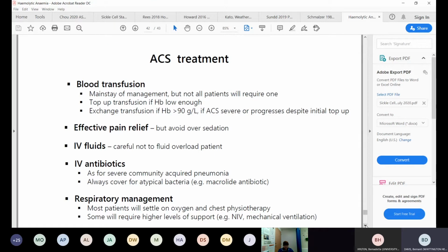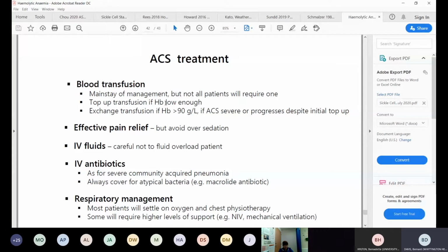So how do we treat chest syndrome? Well, we've mentioned blood transfusion. Most patients would need blood transfusion, but remember, not all patients will require blood transfusion. So some patients with milder conditions, you may be able to get away without a transfusion. And we'll give them a top-up if they've got a low enough HB to allow us to transfuse them.